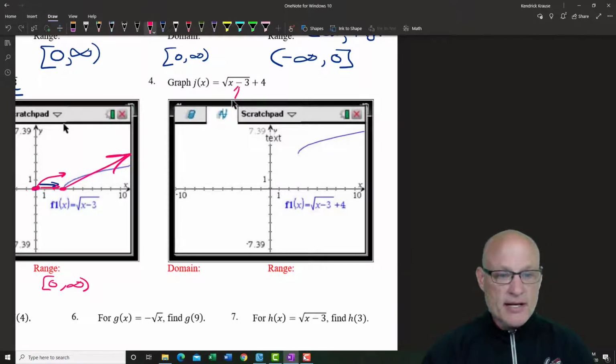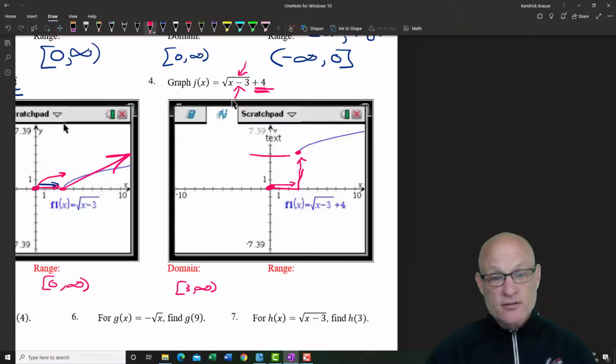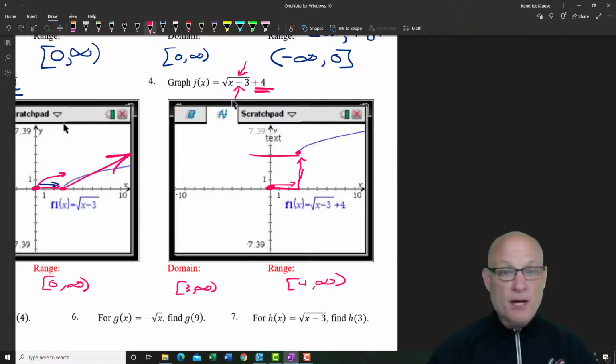All right, so here we got the minus 3. So once again, we're going to the right 3, and then we're going to go up 4. Up 4. And there's my new starting point. Again, there was my starting point, right 3, up 4. Well, notice on the inside, it's backwards. Right 3, up 4. Domain is the same as the last one. We're going to start at 3, and we're going to go in forever and ever to the right. Range is starting at 4 and going forever and ever up.